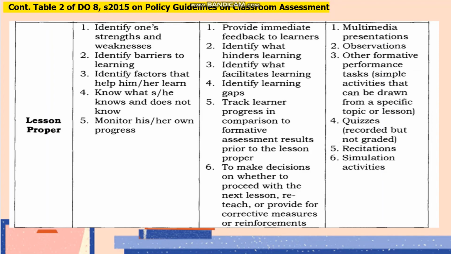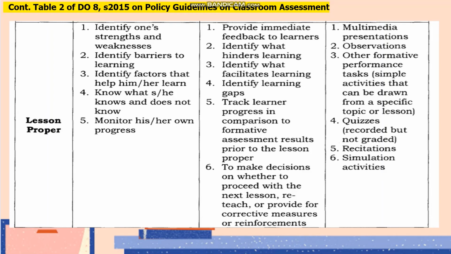For the lesson proper. For the purpose of the learner, identify one's strengths and weaknesses. Identify barriers to learning. Identify factors that help him or her learn. Know what he knows and does not know. Monitor his or her own progress.